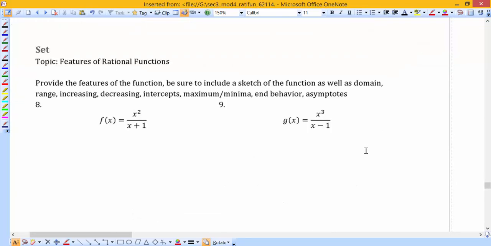So let's look at the set. Provide the features of the function. Be sure to include a sketch of the function as well as domain, range, increasing, decreasing, intercepts, max, min, and end behavior, asymptotes, and so on. Okay. All of this is on your foldable. Everything is there that you need. And if it's not there yet, maybe look at your polynomial foldable.